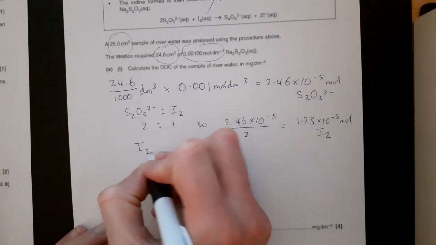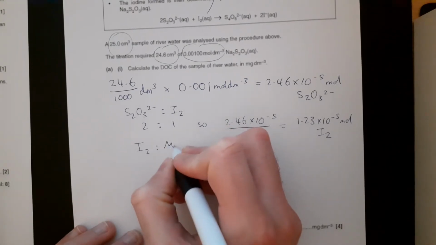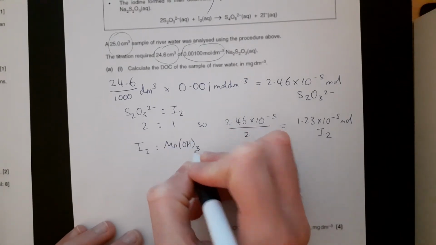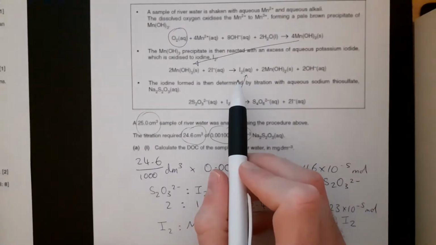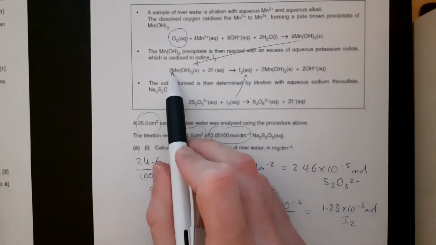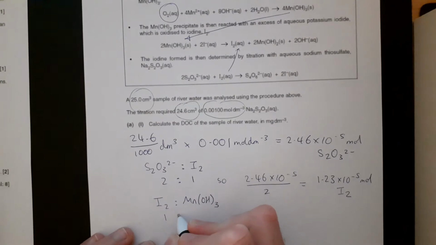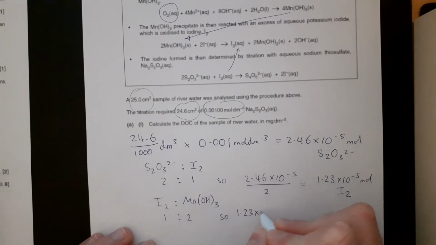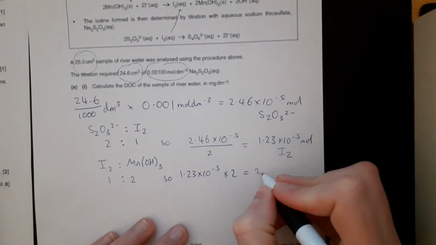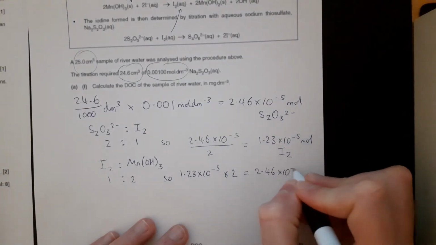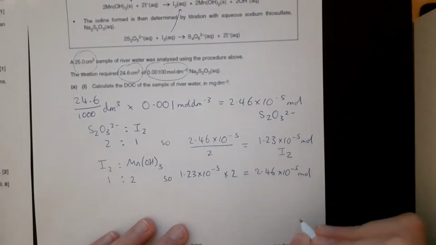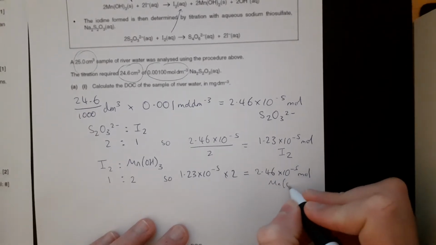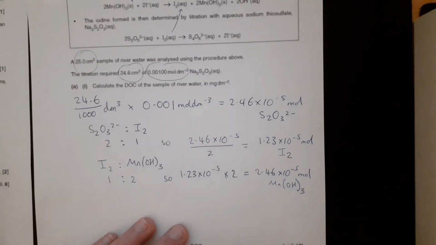So if we do iodine to MnOH3, if we look at this equation, it's a 1 to 2 ratio. So we're going to times this by 2 to get back to the same number again. This always feels a bit annoying when you end up back at the same number. You think, well, that was a waste of time, wasn't it? But there you go. So that is the moles of that.